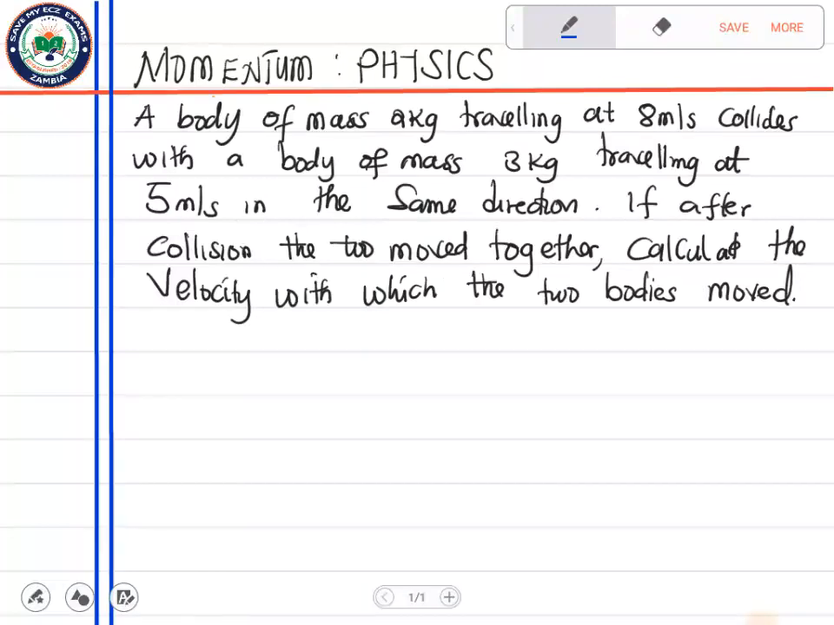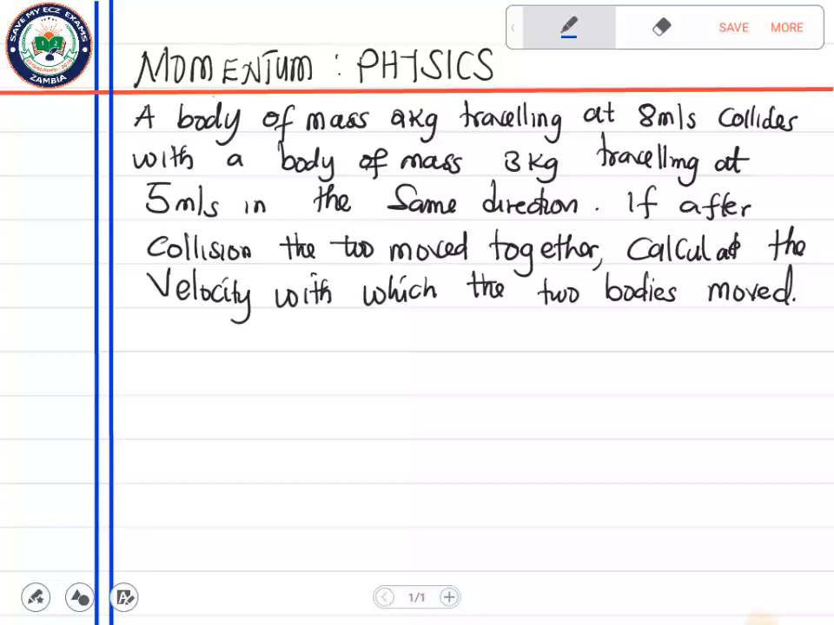So remember, under momentum we've got types of collision. We've got elastic collision and inelastic collision. Then at the same time we've got perfect inelastic collision and imperfect elastic collision. So now, when two bodies collide and move together, that means they travel at the same speed. That speed is what we call common velocity. So which type of collision is this?